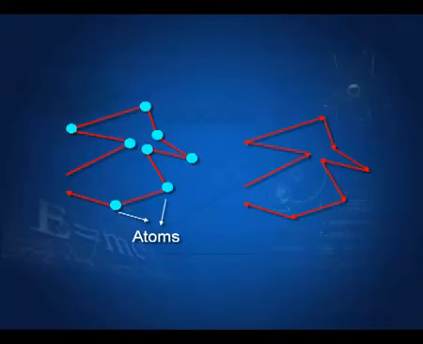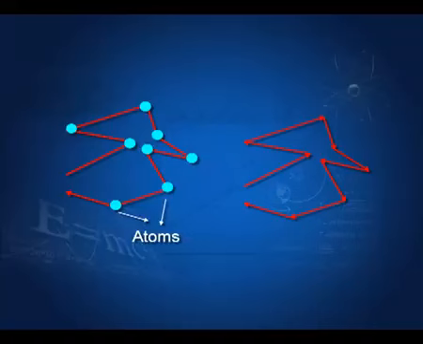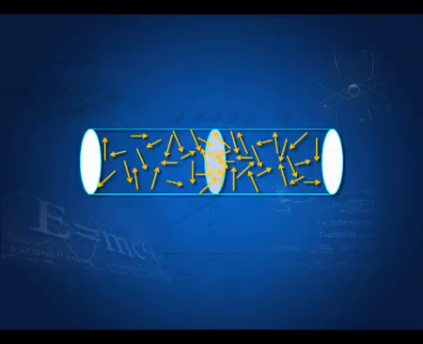Here I have a piece of metallic wire, and I show the motion of electrons when there is no electric field applied, when there is no potential difference applied. Now, the electrons move in random directions, and if I choose this cross section, there is no flow of electrons either to the left or to the right.